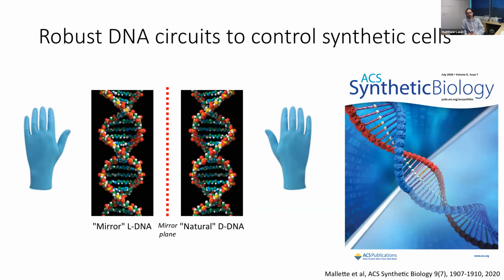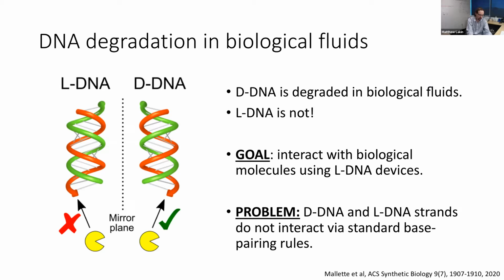but still be able to control a synthetic cell, for example. In this work, we're using not just regular DNA, but also mirror image, chiral mirror image, L-DNA, which is chemically the same but a stereoisomer, right? By flipping the chirality of the sugars in the backbone, you get a DNA molecule that twists in the opposite direction from the naturally occurring D-DNA. The reason this is good for robustness is that whereas regular DNA is typically degraded in biological fluids, such as the intracellular environment, L-DNA is not. The reason is that nucleases that occur in cells have evolved to recognize the physical conformation of the naturally occurring DNA and not the other one.